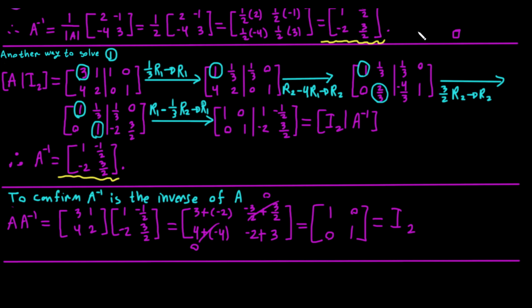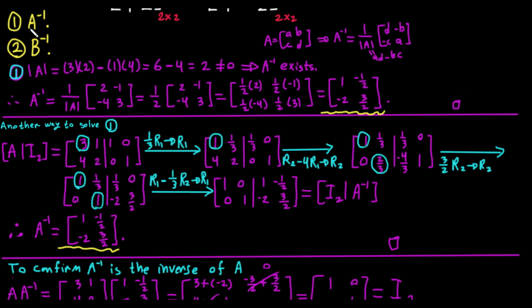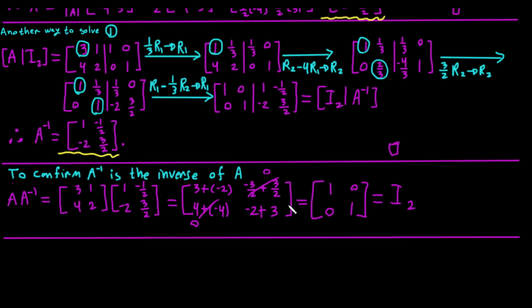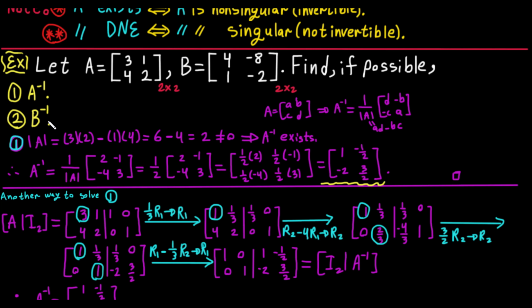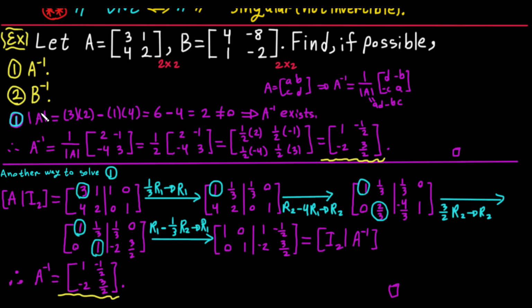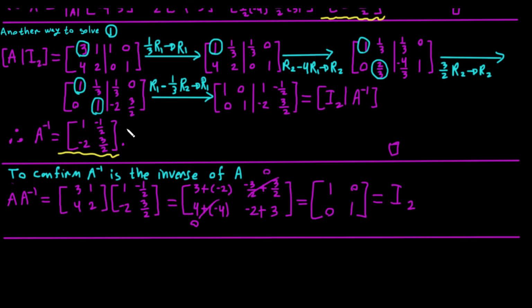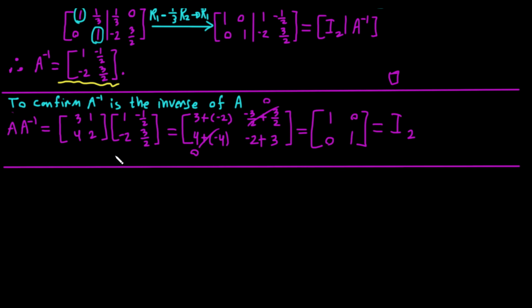So you can use this method or this method. Use either way to solve number 1, this way or this way, and confirm your answer this way. Now let's find the B inverse. B here, let's find it. So number 2, now we will solve number 2, the determinant of B.